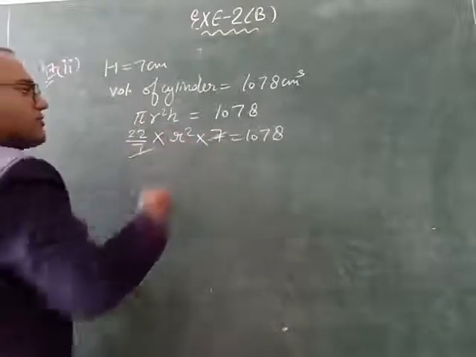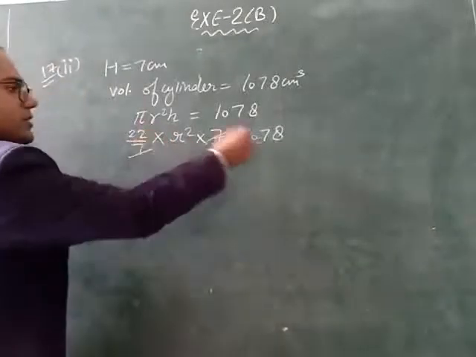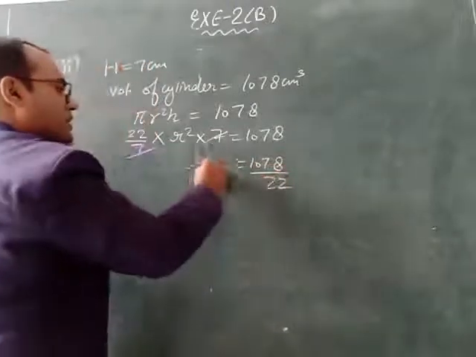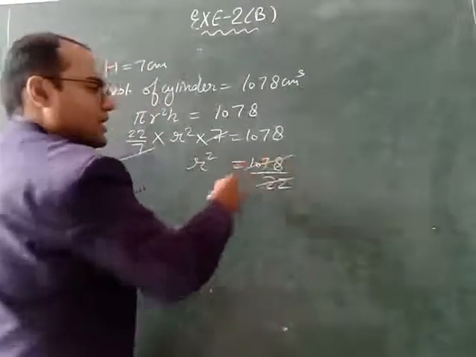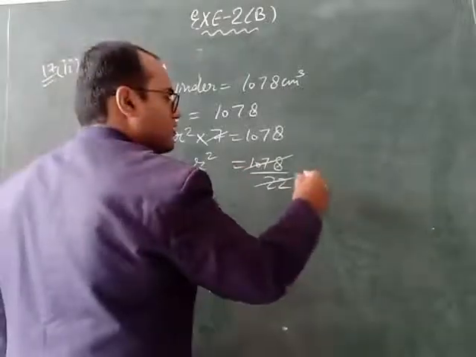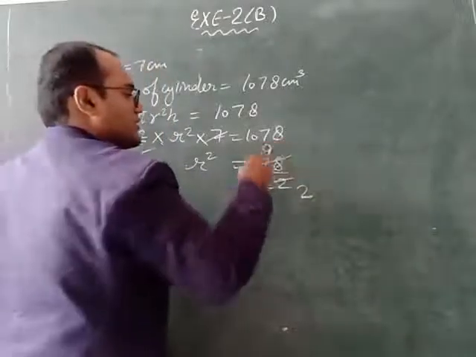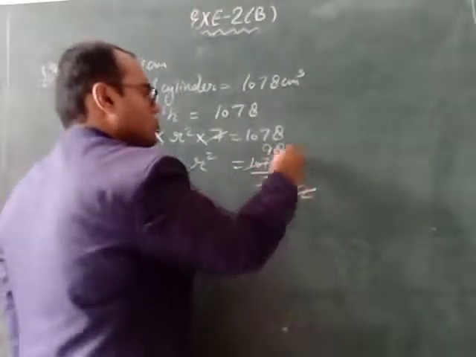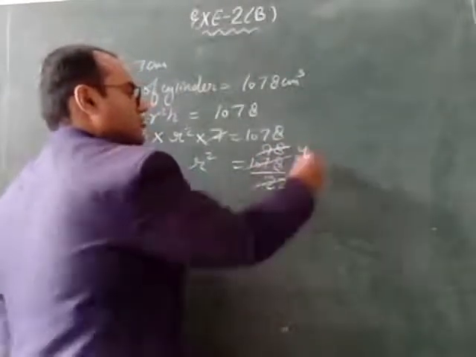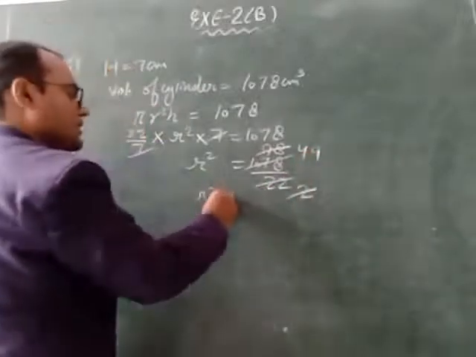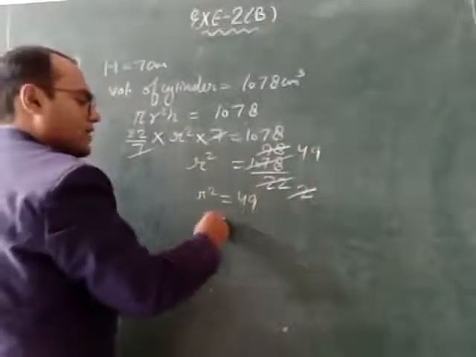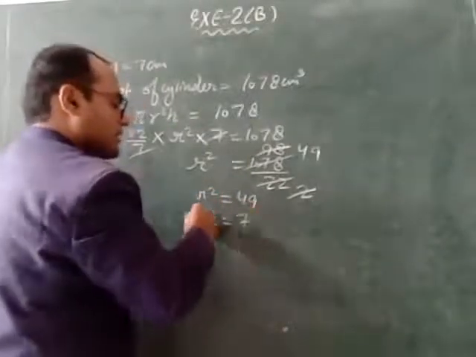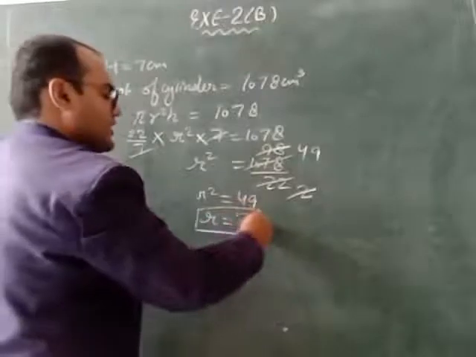Equal to 1078. Now 7 and 7 will get cancelled. 22 will come in divide. So 1078 upon 22 is r square. 11 twos are 22, 11 nines are 99, 11 eights are 88, 2 fours are 8, 2 nines are 18. So the r square answer is 49, and when we find the square root of 49, the answer will be 7. So the radius is 7 centimeter.